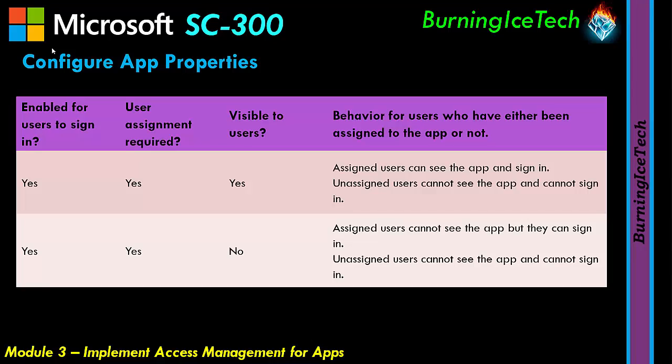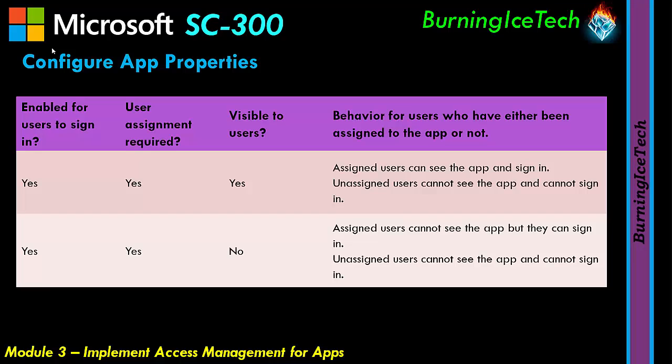But it does say unassigned users see the app and cannot sign in. So unassigned users will be able to see it, but they won't be able to sign in. You have to be able to sign in. And if you look at the column below that, where it says no to visible to users, it says assigned users cannot see the app, but they can sign in. Unassigned users cannot see the app and cannot sign in. So the behavior is ever so slightly different, as you guys can see there.